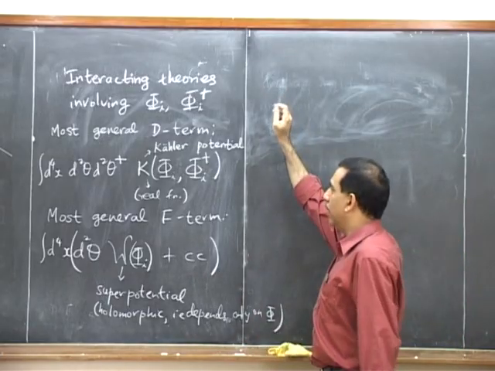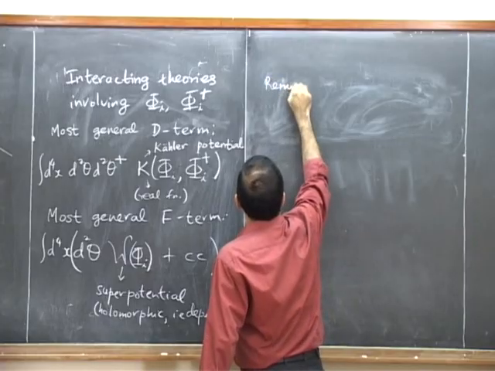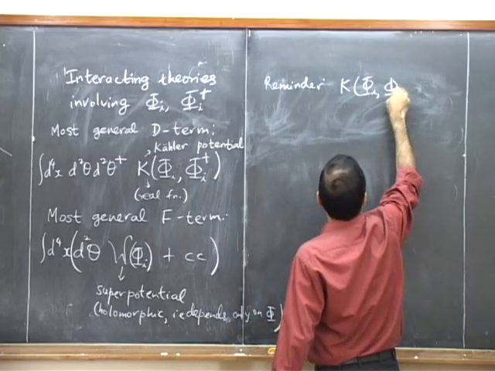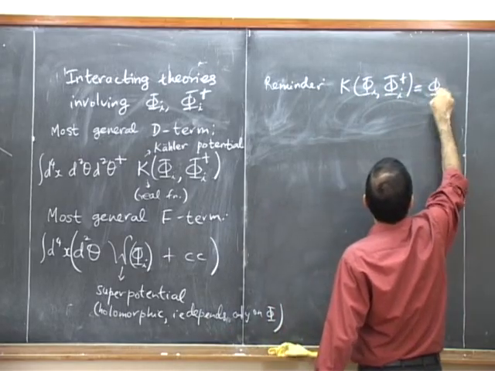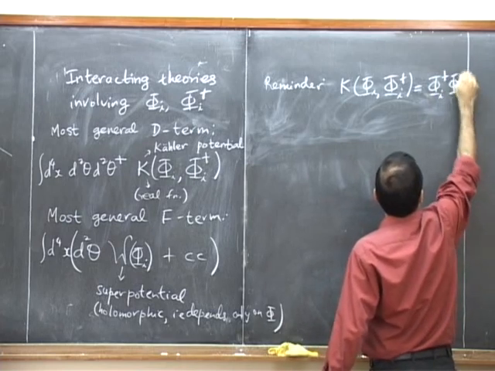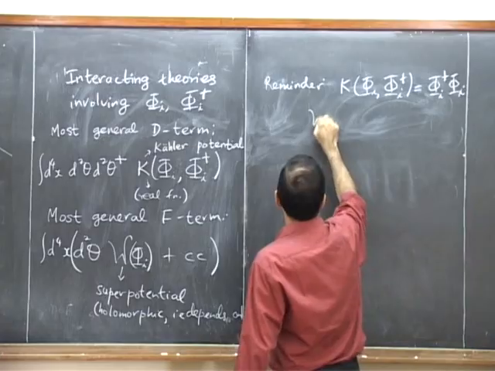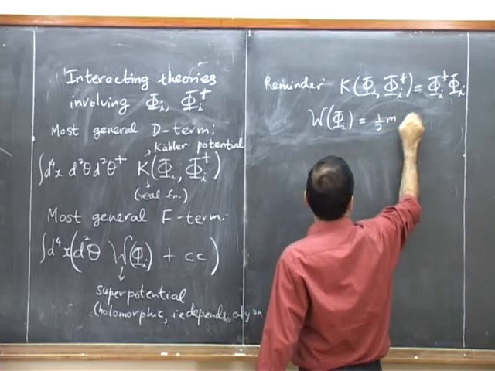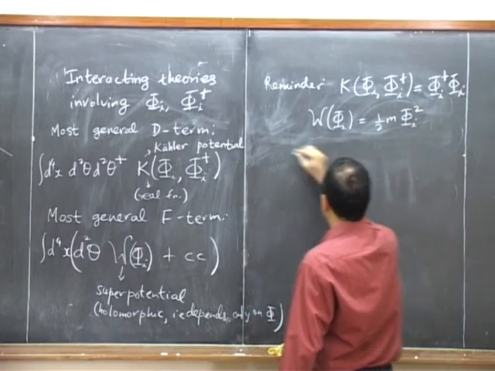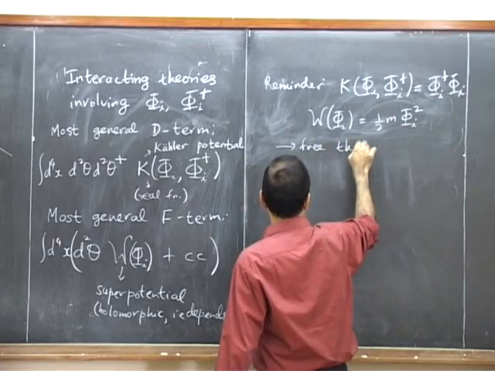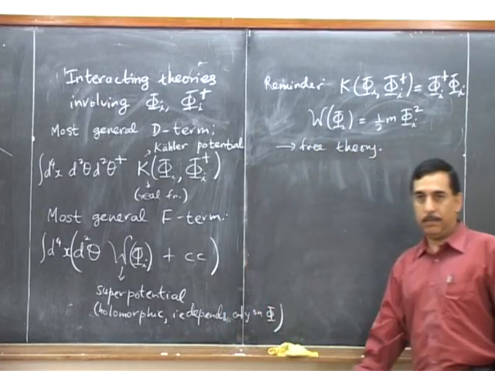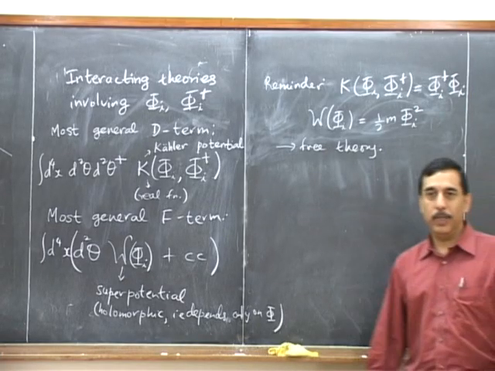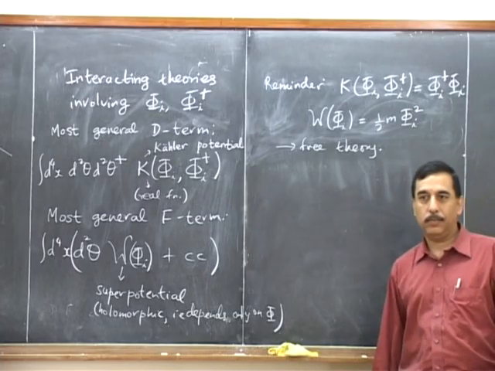One, first of all, let me remind you that K of phi I and phi I dagger equals phi I dagger phi I, if I choose this special case, and W of phi I equals half m phi I squared, gives me the free theory. This is a theory that we've already spent the last lecture and this lecture discussing. So it's a special case. All I am proposing now is to let K and W be anything instead of these particular values.